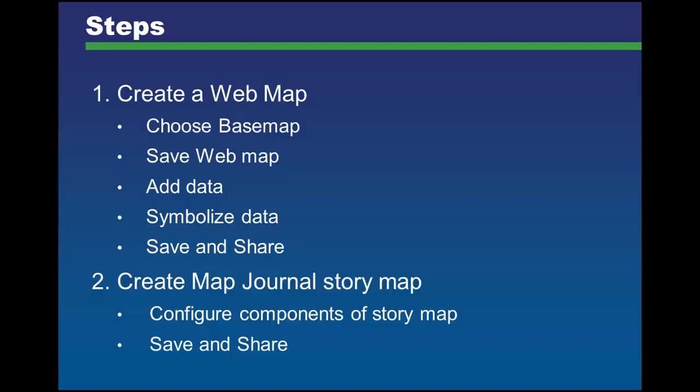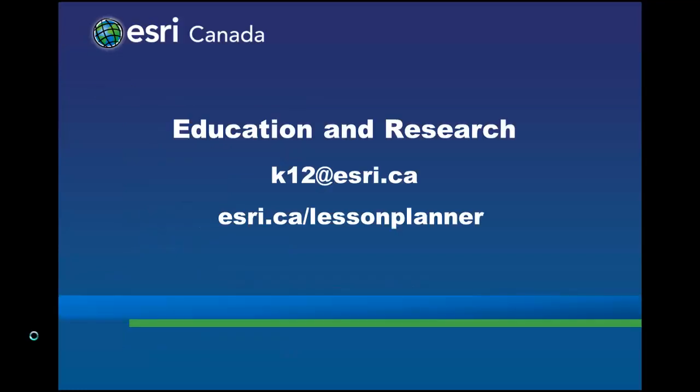Let's go through the steps again on how to create a map journal story map. First, you must create a web map. Choose your base map, save your web map, add data, symbolize data, and then save and share your web map. Second, create your map journal story map. Here you will configure the components of your story map. This includes adding text, images, videos, and maps to your story map. Once you're done, click Save and share your story map.